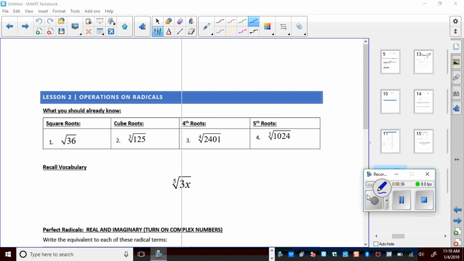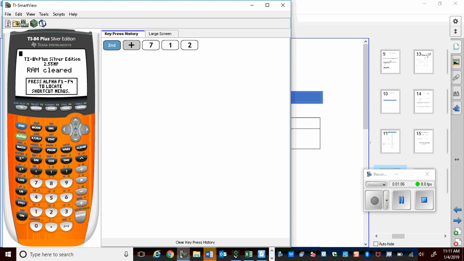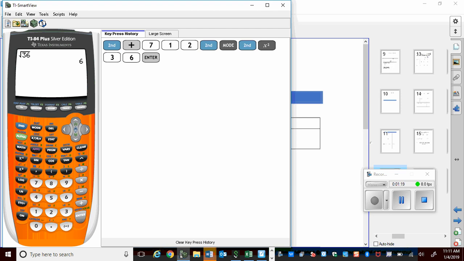The first thing you should already know how to do is to get the perfect squares and the perfect cube roots and the perfect fourth and fifth roots of radicals. What we're looking for when we're looking for a square root is a number that we can multiply by itself twice to equal 36, to equal the number inside of the radical. You can go to your graphing calculator and do this. It's relatively simple, so make sure you have that for the remainder of this lesson. I'm just going to clear that out and then press second x squared and put in 36 under that radical, and I get 6 as my answer.